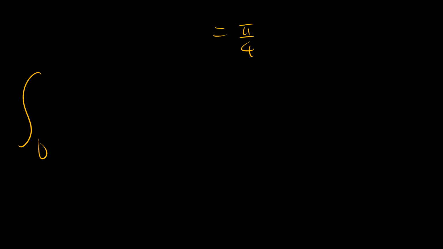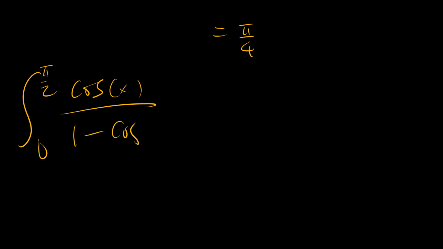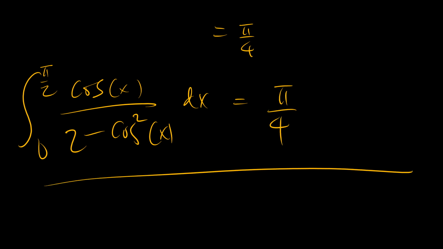And therefore, the integral from 0 to pi over 2 of cosine of x over 2 minus cosine squared of x is the same as pi over 4. And that is our answer.